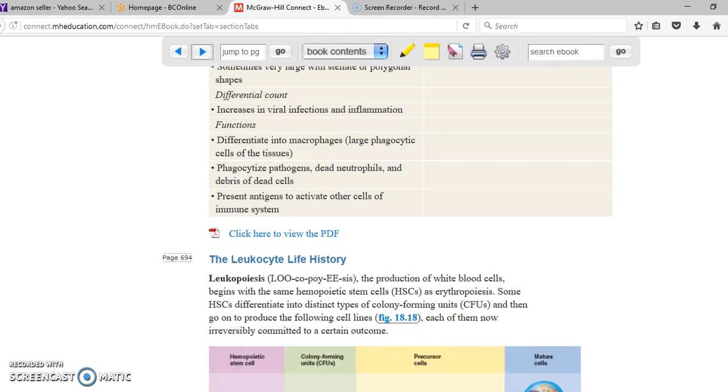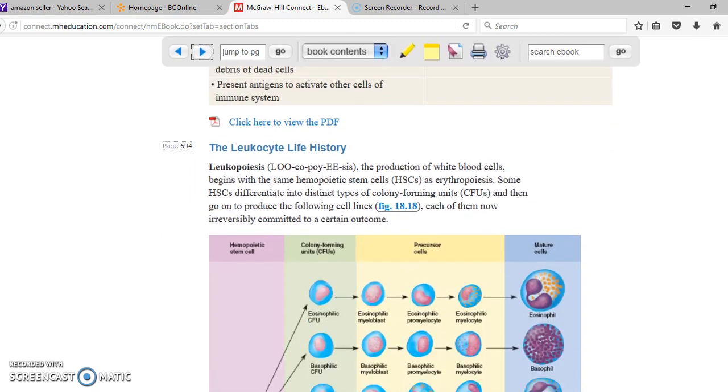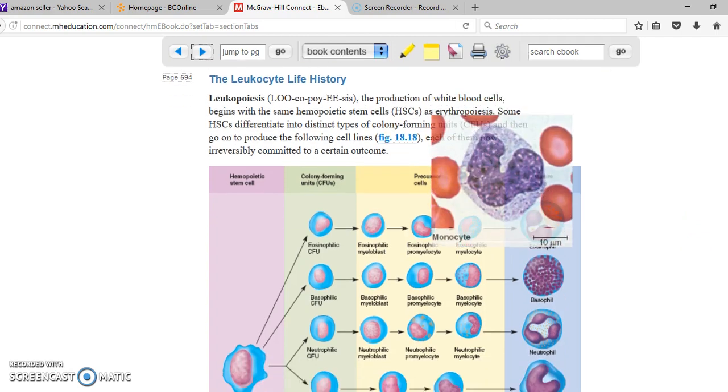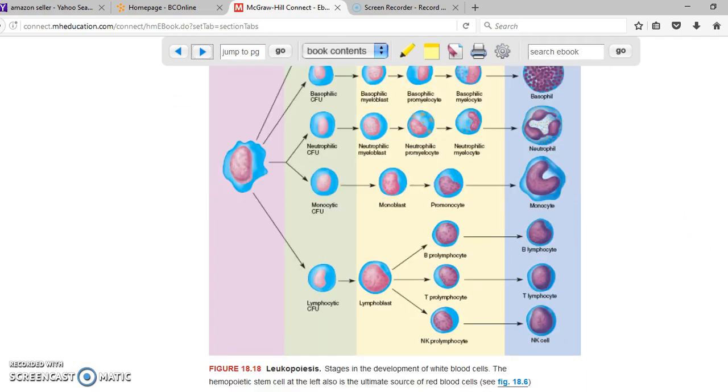And that's the last cell that we have. Where do white blood cells come from? The leukocyte life history. Well, like any other cell in your blood, they come from the bone marrow. Same way as in the red blood cells, the cell that is going to produce the white blood cells is going to be a stem cell.